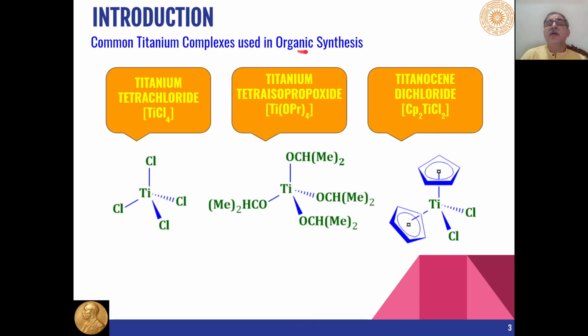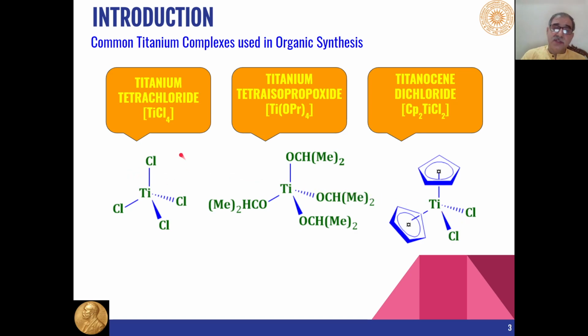As far as organic synthesis is concerned, three common types of complexes are used: titanium tetrachloride, TiCl4, titanium tetraisopropoxide having this structure, and titanocene dichloride, where two cyclopentadienyl rings are attached to titanium along with two chloride ions.